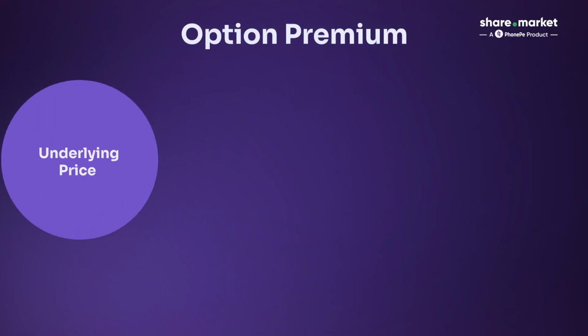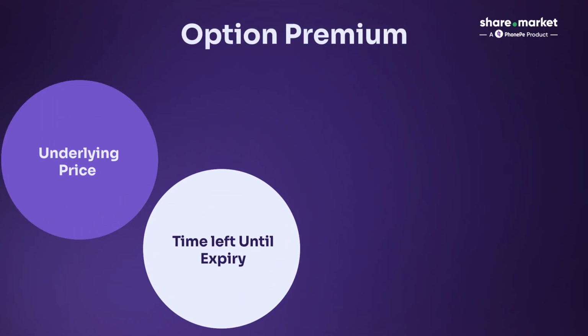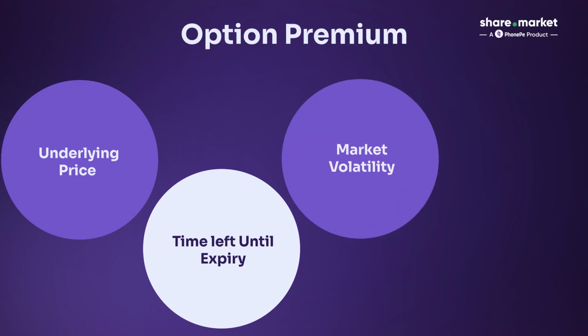Unlike equities, options don't move point to point. Sometimes the price rises faster than you expect, and other times it falls sharply, even though the market barely moved. So why does this happen? Option premiums are influenced by multiple factors, not just price. They react to the underlying price, the time left until expiry, market volatility, and even interest rates. And this is exactly where the options Greeks come in.